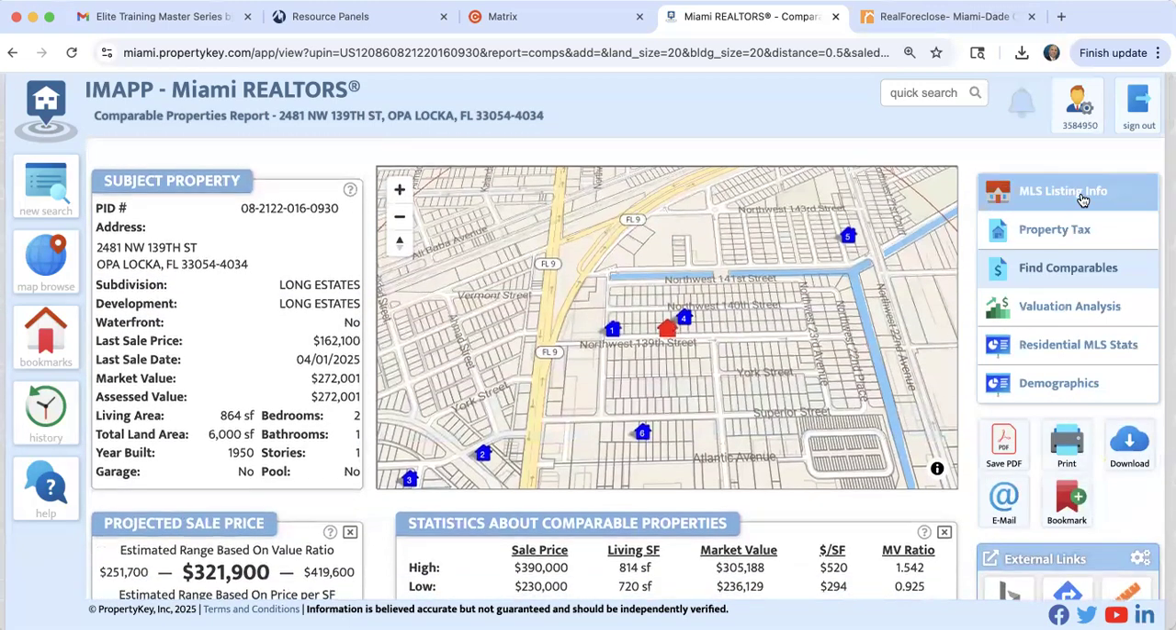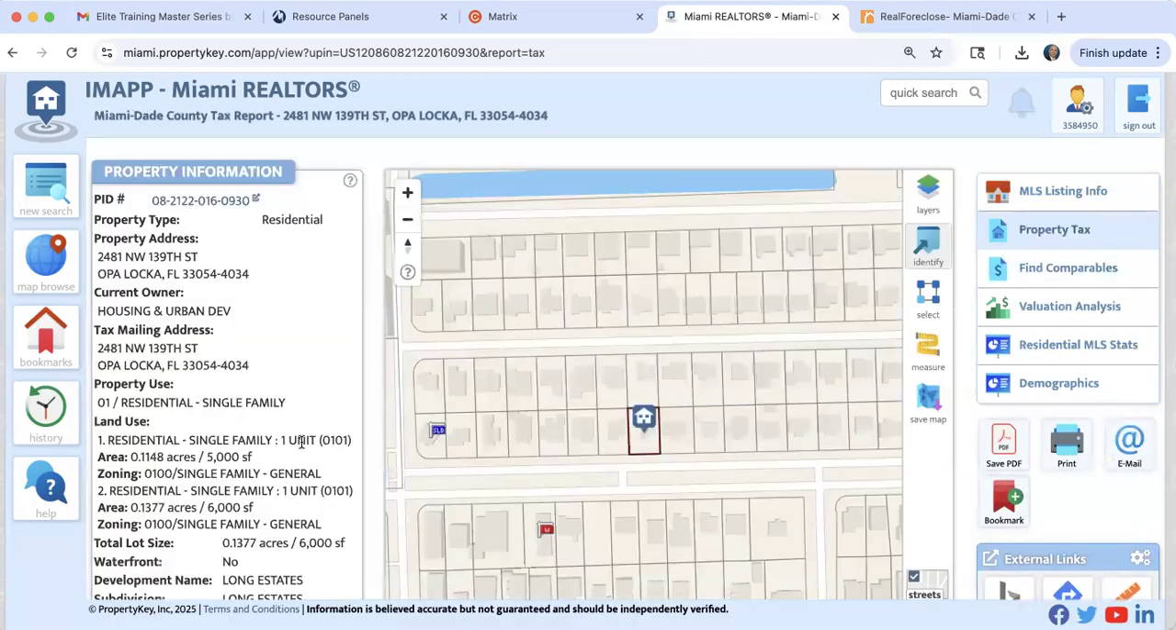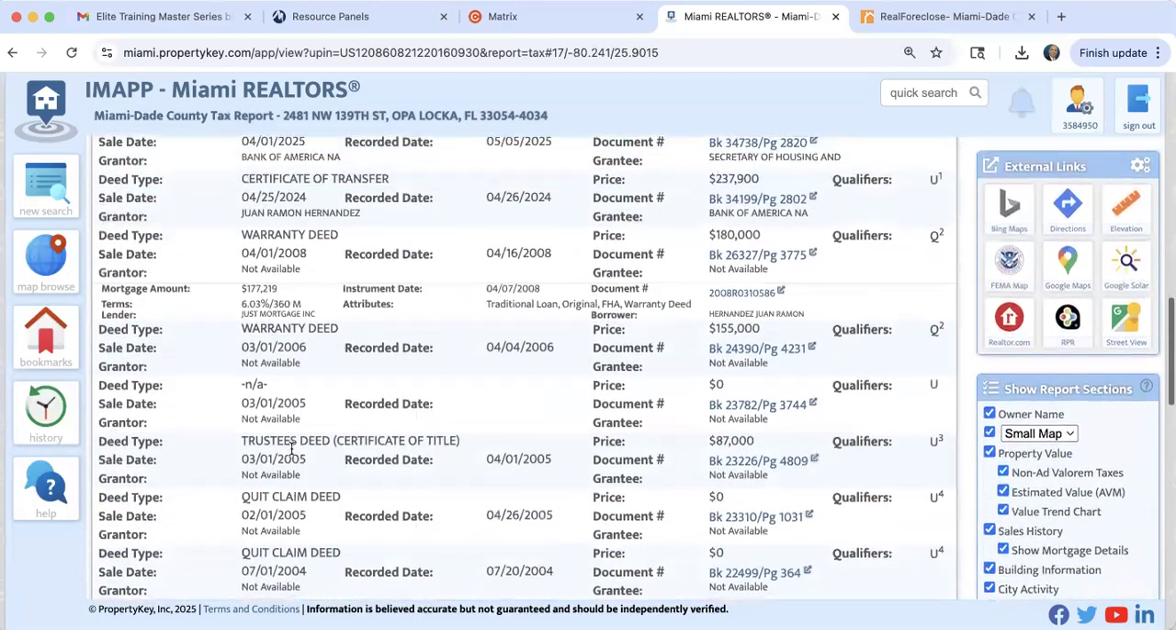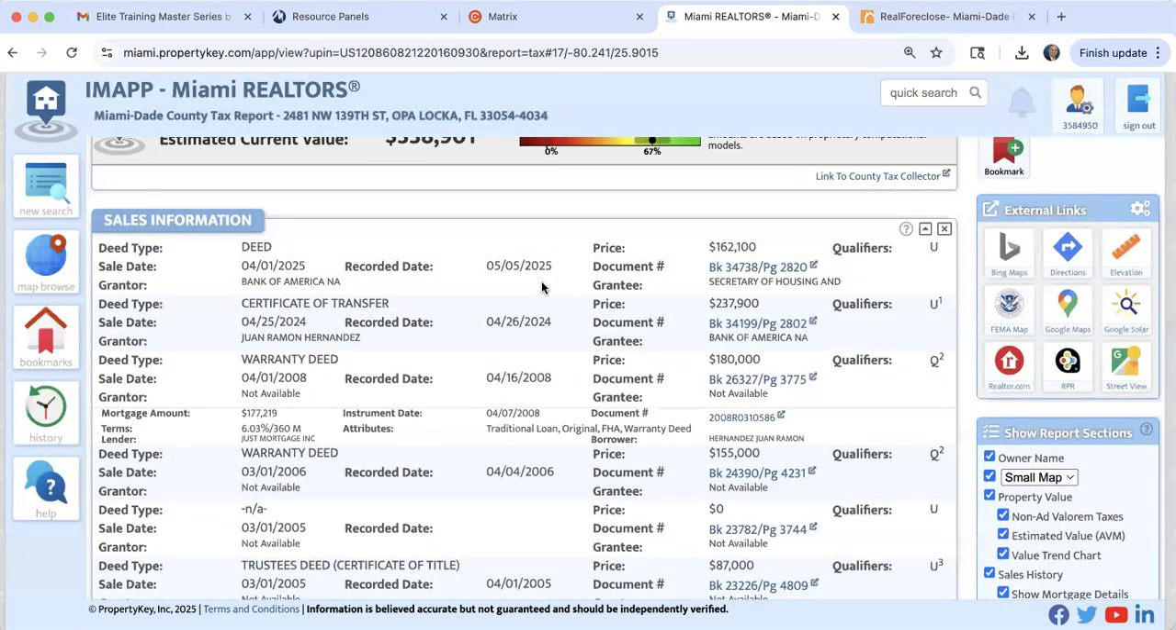So let's go here on the upper right corner. Let's click on property tax and see how much this foreclosure happened for. You'll see that the foreclosure happened back in May of this year for $162,000. Bank of America, Grantor, and you have HUD, the Secretary of Housing and Urban Development, and they took over the property for $162,000. Before that, you did have the actual foreclosure certificate of transfer, and right here we had who was the owner, and Bank of America took back the property for $237,000.